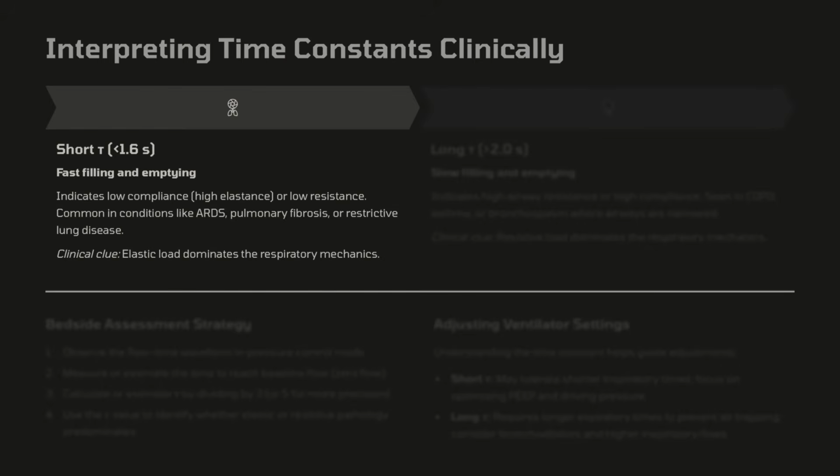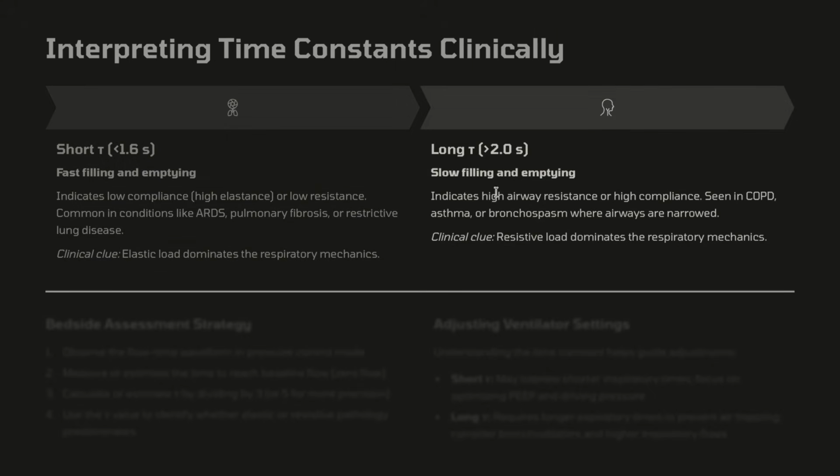So how do we interpret this? A short tau, that is less than 1.6 seconds, means that there is fast filling and emptying. This is in case of low compliance, which means it's a very small lung, which means that it's most likely ARDS, or there is pulmonary fibrosis or some restrictive lung disease. So the clue is that the elastic load dominates the respiratory mechanics.